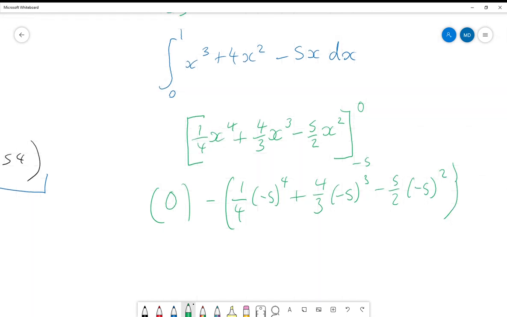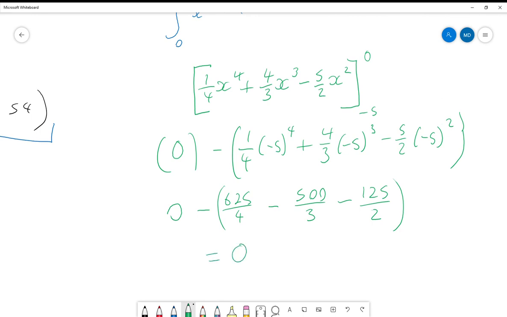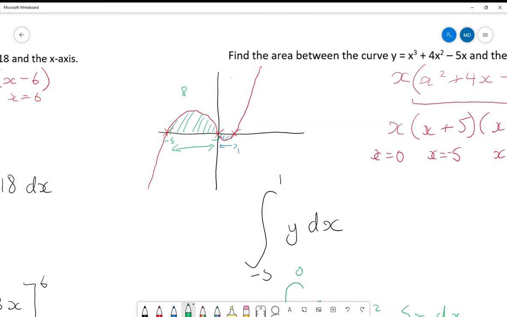And calculating that, that's going to give us 0 minus 625 over 4 minus, and notice here the reason it's coming out as negative is minus 5 cubed. We're multiplying 3 negatives together. The first two become positive, but then we get a third one which gives a negative again, minus 500 over 3. And then lastly, here we've got two negatives, they multiply together to become positive, but then we've got negative in front, minus 125 over 2. And that's just going to equal, working that out, we get 0 minus negative 875 over 12, which is just positive 875 over 12. So going back to our original part here, the area of this green bit is 875 over 12.